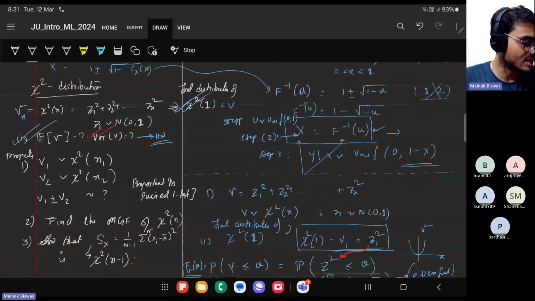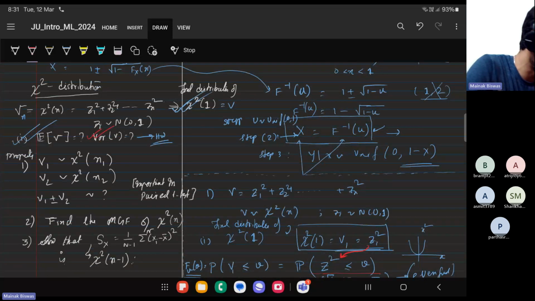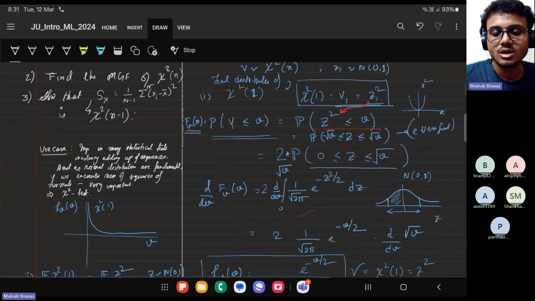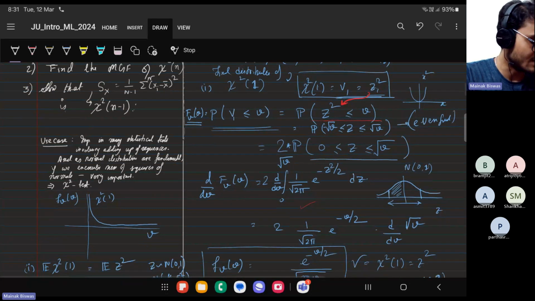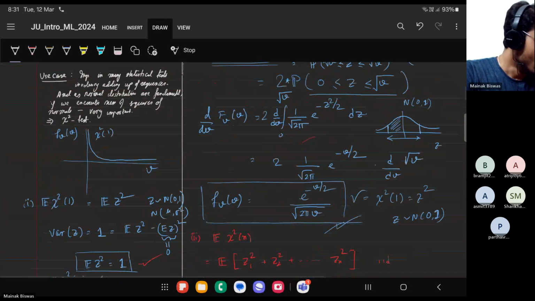Now let us see what happens if you take the sum of chi-squares. This makes the distribution very important. So when you're taking sample variance and so on, all those distributions are chi-square distributions. I'll show you why. This is the most important distribution, along with the t distribution, in using statistical analysis from data. For doing any analysis from data, these two distributions are the most important.